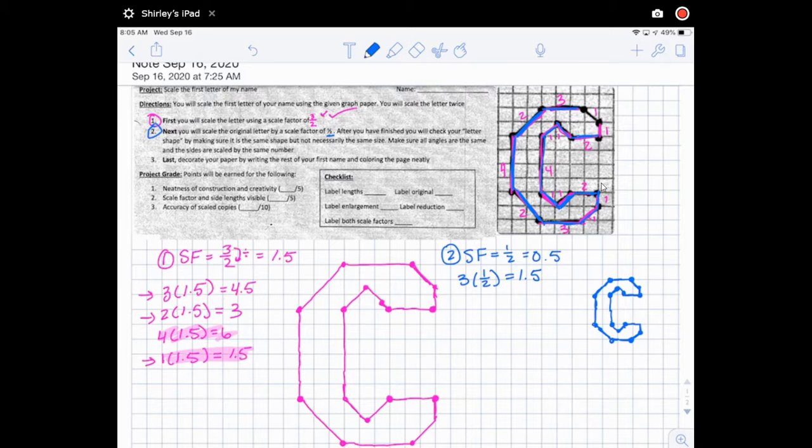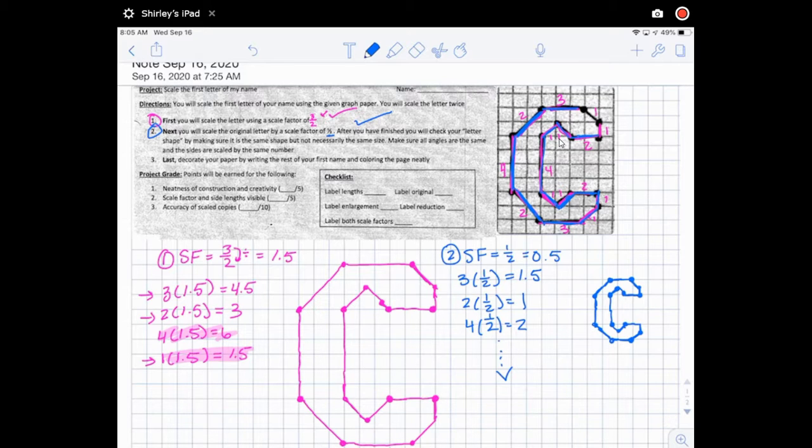And again, all I did was take all of those original numbers and cut them in 1/2. So I didn't write my work here, but if I wanted to, I did 1/2 of 2, which was 1, 1/2 of 4, which was 2, and then I went all the way down around the whole shape. Okay, so that took care of step 2.